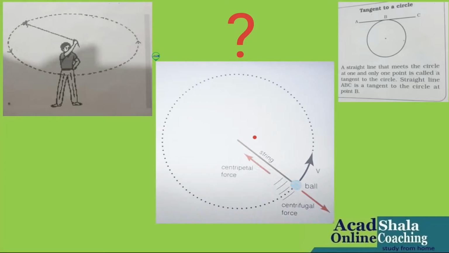Now children, are you seeing something on the board? Yes, this is a boy. What is this boy doing? He has taken a piece of thread over here. Are you seeing it? He has taken a piece of thread, tied a small stone or a ball at one end, held the other end of the thread and whirled it around. Are you seeing it in the diagram over here? Note the position of the ball or stone. It's moving in a circular path.